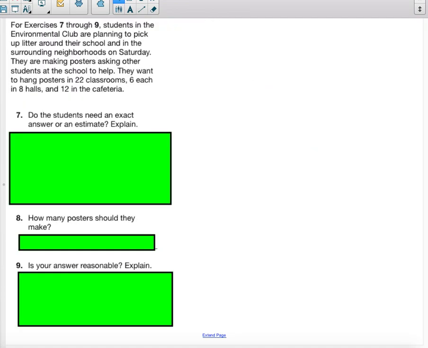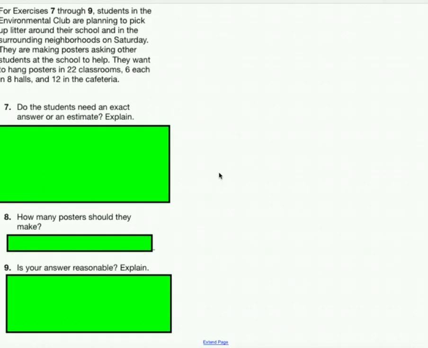Alrighty, let's take a look at the last few problems. Exercises 7 through 9. Okay, here we go. For exercises 7 through 9, students in the environmental club are planning to pick up litter around their school in the surrounding neighborhoods as well. Okay? They are making posters asking other students at the school to help. They want to hang posters in 22 classrooms, 6 in 8 halls, and 12 in the cafeteria. Okay? So that's our situation.